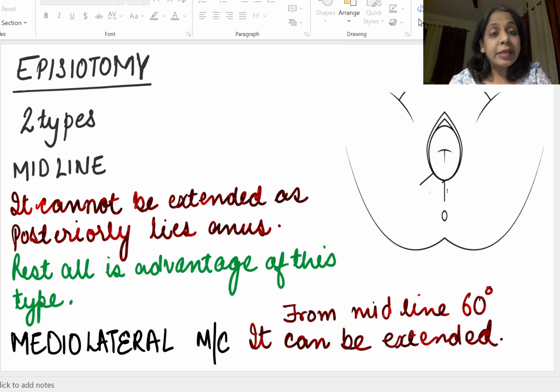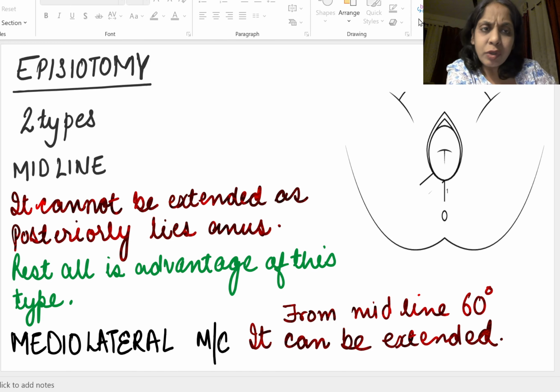When I said all are advantages of midline episiotomy except one, what are the advantages? It is very easy to give and very easy to repair. The episiotomy heals very easily. Dyspareunia is very less and infection is very less in the midline episiotomy. So all are advantages except one: it cannot be extended. Due to just this disadvantage, we don't give the midline episiotomy. We always give mediolateral episiotomy.